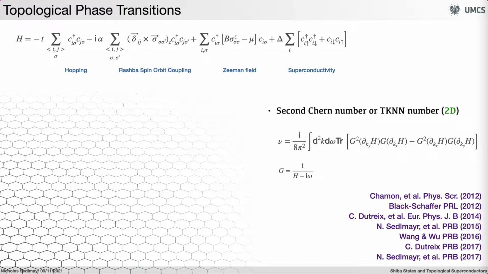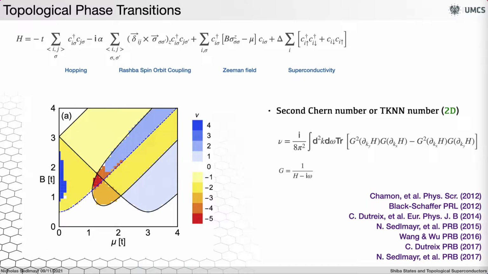We can calculate the topological invariant for this. That's the second Chern number, or TKNN invariant, given here. If we do that for this model, here's an example of a phase diagram for a particular Rashba spin-orbit coupling and a particular superconductivity parameter, and you can see you get all these different topological phases. Now, to go from one topological phase to another, of course, we have to close the gap. That's the idea of the protected topology.